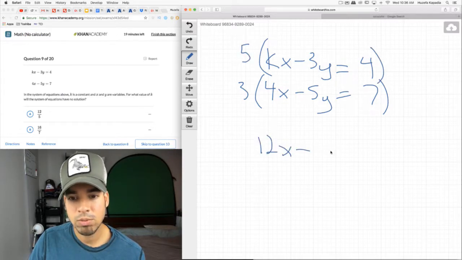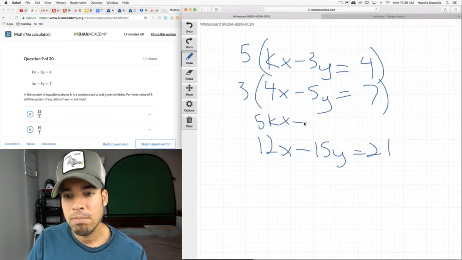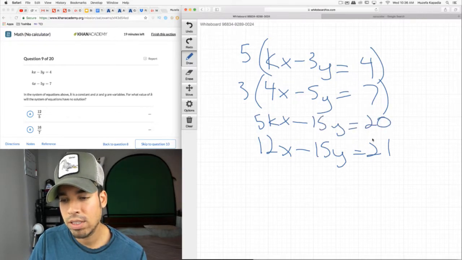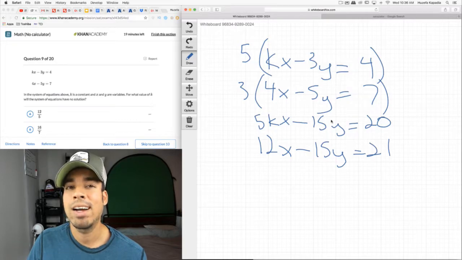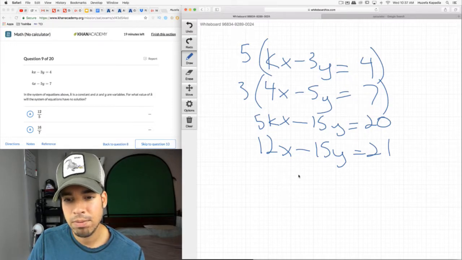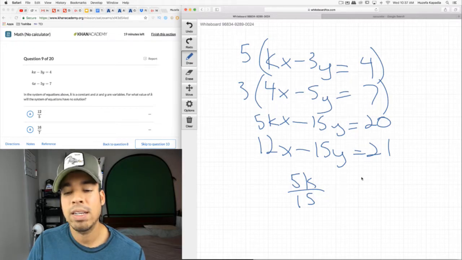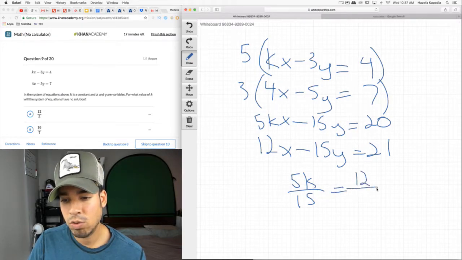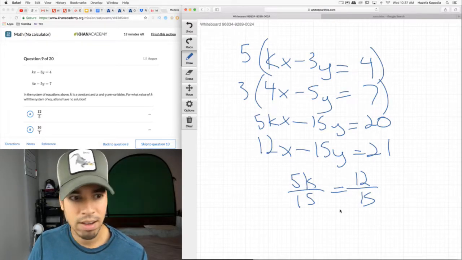So the bottom becomes 12x minus 15y equals 21. The top one becomes 5kx minus 15y equals 20. Okay, so now we see that these y-intercepts are different, and that's cool. And if I were to isolate y, the slope would be 5k over 15. In this one, we subtract 12x from both sides, we get negative 12x, and then divide by negative 15, and we get 12 over 15. Negatives cancel out. So essentially we need these two slopes to be equal. Then I'll have no solutions.